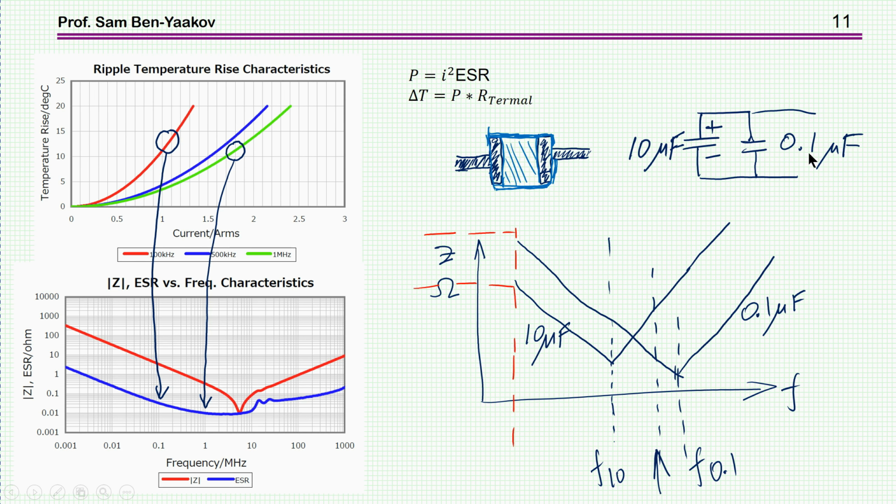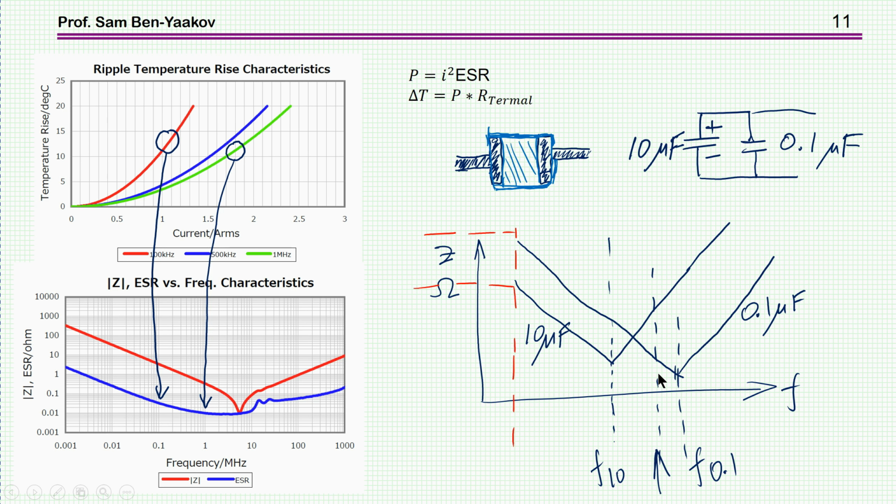Now, the 0.1 microfarad ceramic capacitor starts with an impedance which is much higher because it's much smaller. It's a 100 times smaller capacitor, so it's a 100 times difference here. And then it goes down. However, since it has a lower inductance, the resonance here is at a much higher frequency, and it goes here, and then it goes up. So if you look at any frequency in between, you find something very interesting.